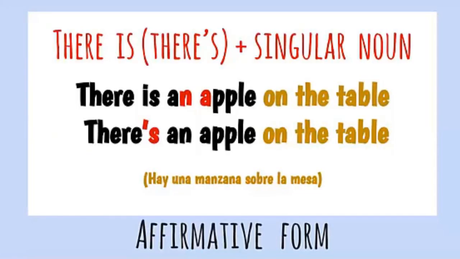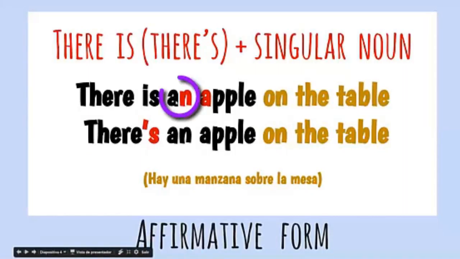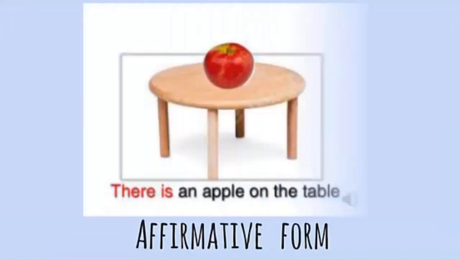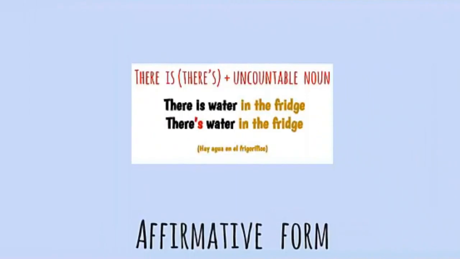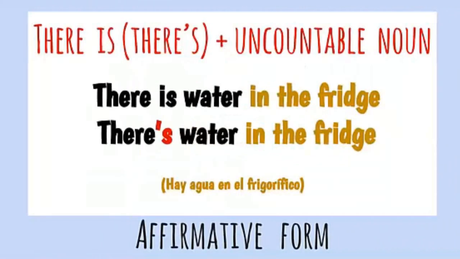Again, there is plus a singular noun. In this case, as the noun begins with a vowel, the article must be an. An apple. There's an apple on the table. In this example, the noun is uncountable, so the verb must be there is again. There is water in the fridge.